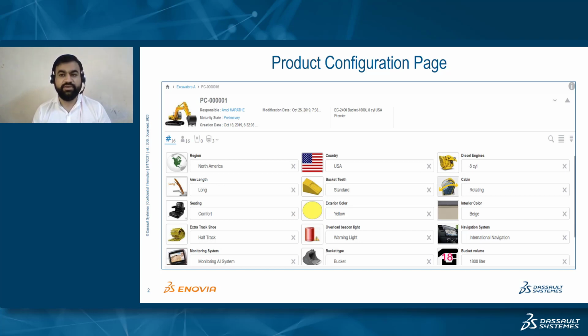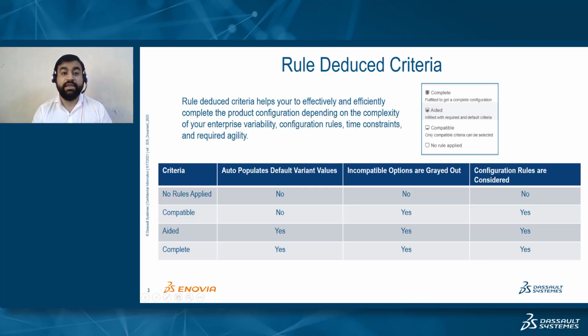to complete the configuration. However, sometimes completing the product configuration has multiple challenges, like hundreds and sometimes thousands of variants and option groups, complex set of configuration rules defined for multiple variants and option groups, and sometimes time constraints. In such cases, you can leverage the capabilities of rule-deduced criteria to seamlessly perform your product configuration. Rule-deduced criteria aids in effectively completing the product configuration.